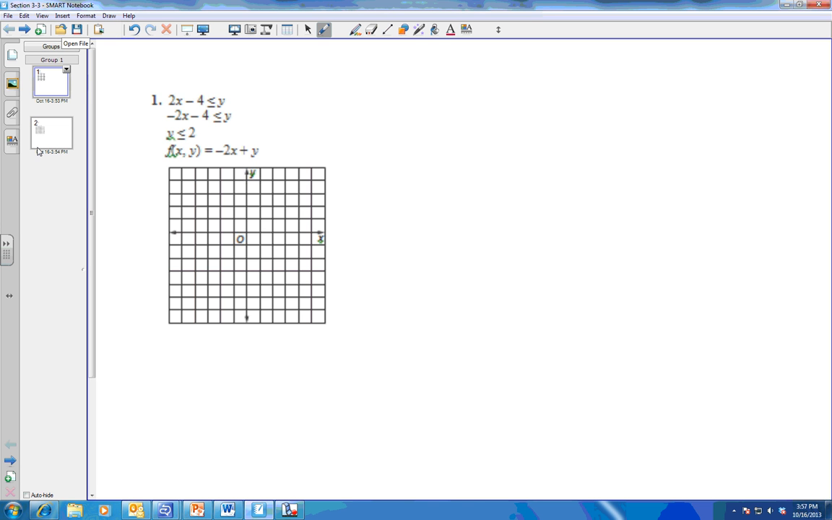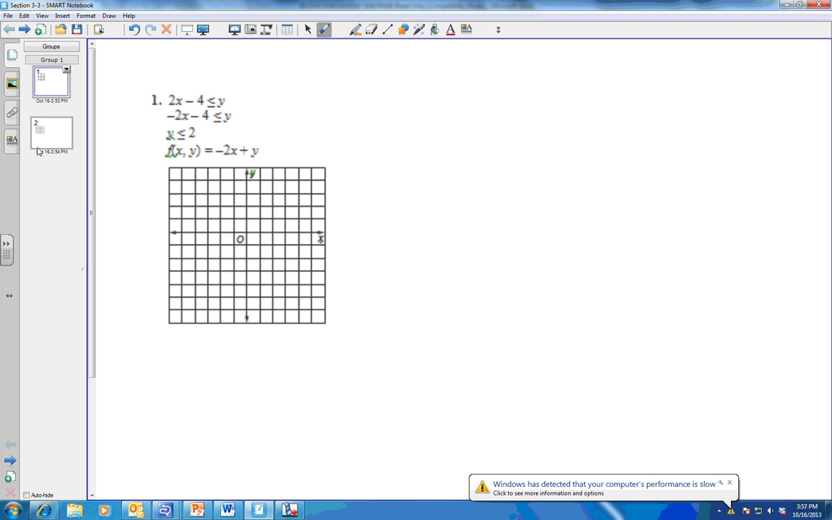Okay, this is section 3.3, and this section is called Optimization with Linear Programming. This is very similar to what we've been doing in the last section, which was solving systems of inequalities. But this time the directions will say graph the system of inequalities, and then name the coordinates of the vertices of the feasible region, and then find the maximum and minimum values of the given function for this region. So it sounds really confusing, but it shouldn't be that bad.